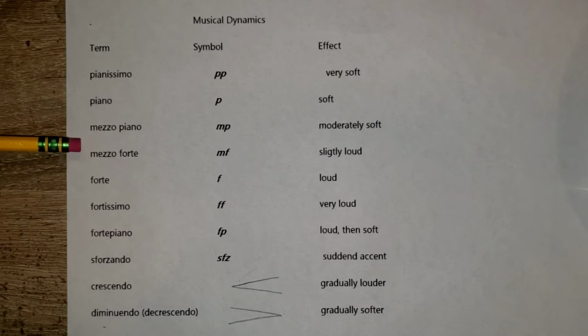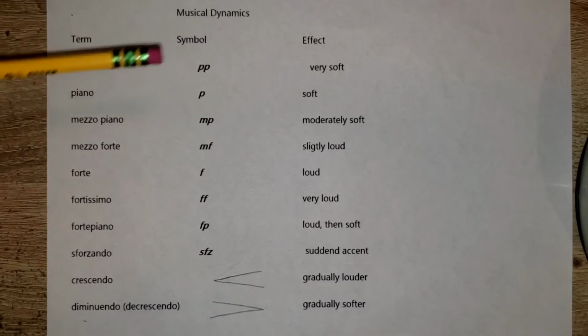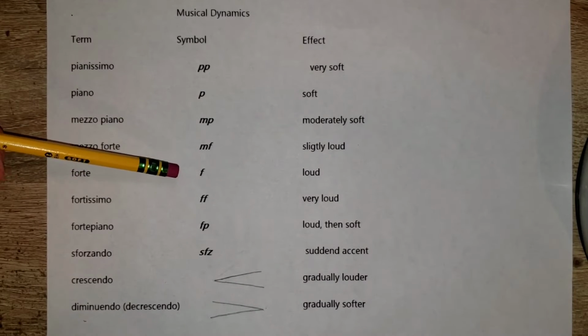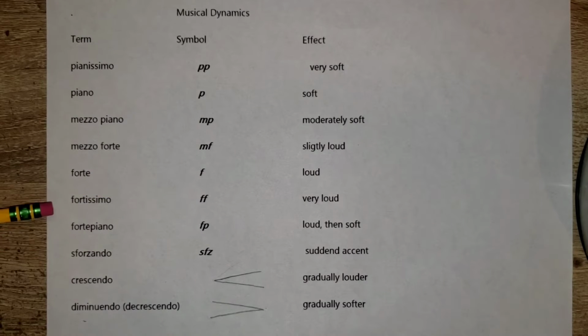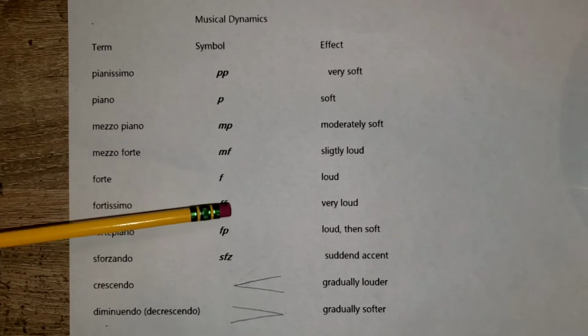Next we have mezzo forte, which I kind of think is medium forte, slightly loud. Then we have forte, which you're probably guessing by now, means loud. This is represented with F. Then we have fortissimo. We want to take forte, loud, a step past. Now we draw 2 F's.